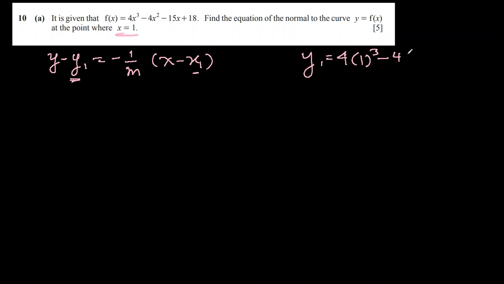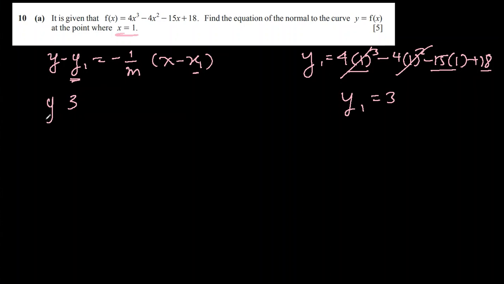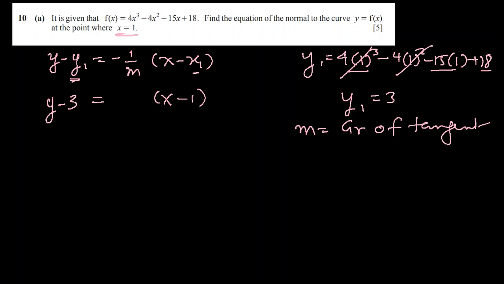4 times 1 cube minus 4 times 1 square minus 15 times 1 plus 18. So that is 4 minus 4, cancel out, minus 15 plus 18, y1 is 3. So we got this as 3, y and x are general terms, so we won't change them, x minus 1. Now m is left, m is the gradient of tangent. And that's why for normal we have written minus 1 over m, because the gradient of normal is the negative reciprocal of the gradient of tangent.